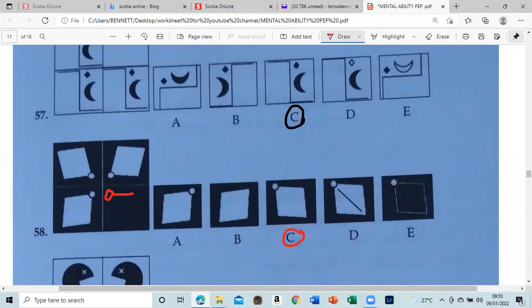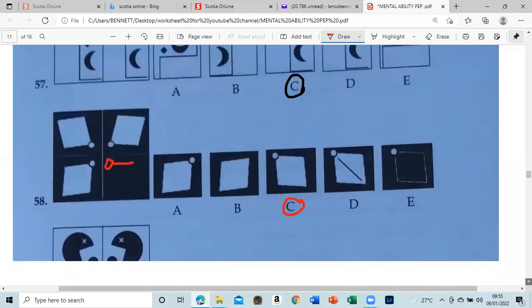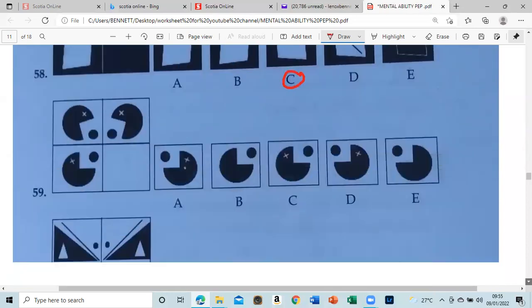I love these questions. They're awesome. I want more and more.